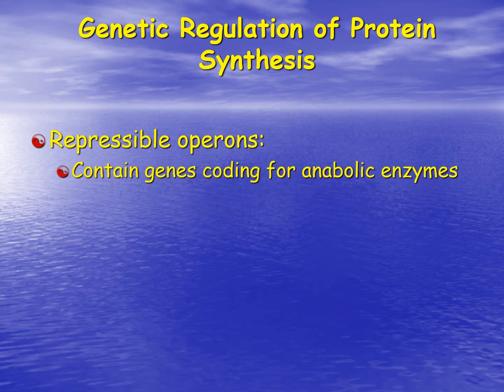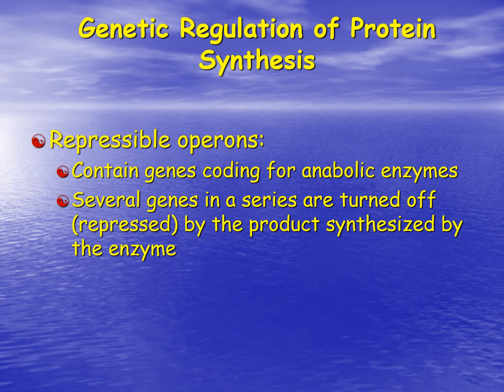Repressible operons usually contain genes coding for anabolic enzymes, and several genes in a series will then be turned off or repressed by the product that's synthesized by the enzymes.